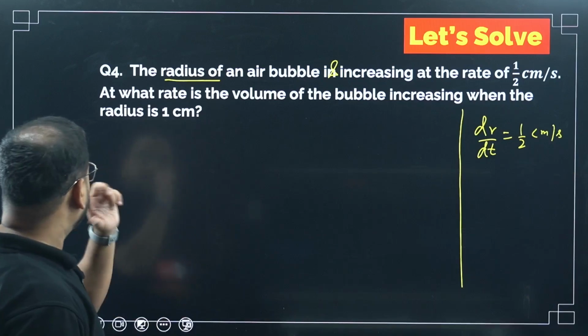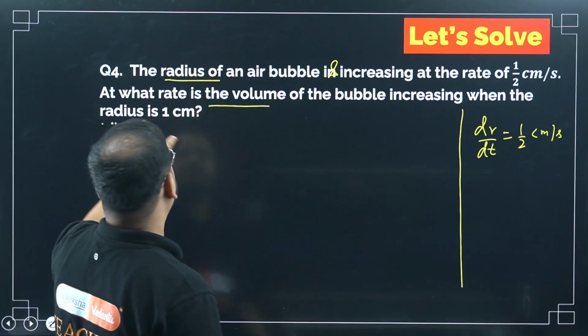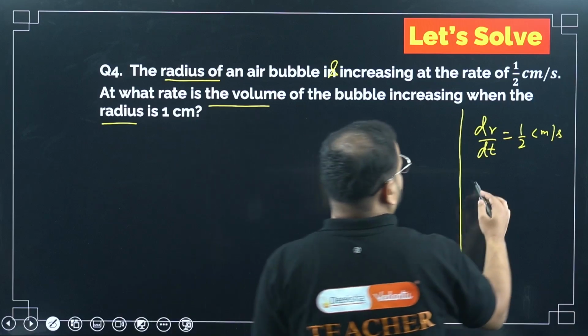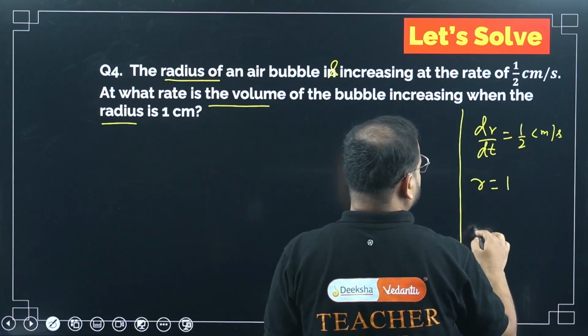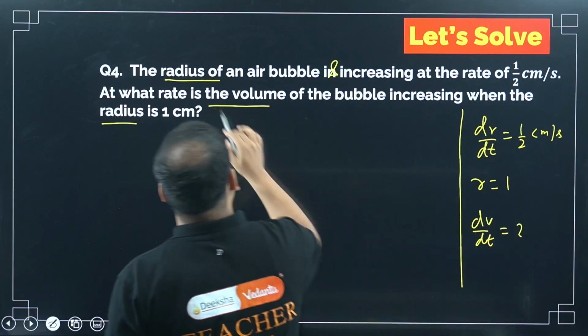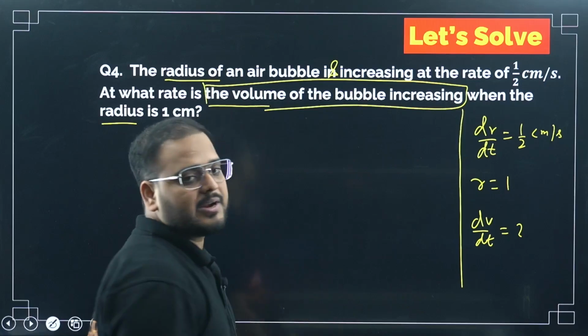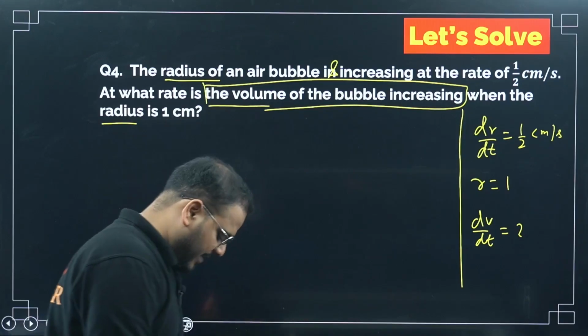At what rate is the volume of the bubble increasing when the radius is 1? Okay. So simple. Take the radius, this is given as 1. They are asking us to find what? dV by dt. At what rate is the volume of the bubble increasing? So dV by dt they are asking. Correct. How will I find dV by dt?